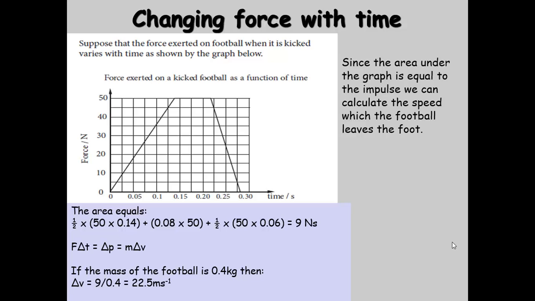We recognise the impulse is equal to 9 Newton seconds. 9 Newton seconds is equal to the mass times change in velocity. So therefore, if I divide 9 by 0.4, it gives me the velocity of the ball is going to be 22.5 meters per second. And that is my session on impulse. I hope it's been useful.